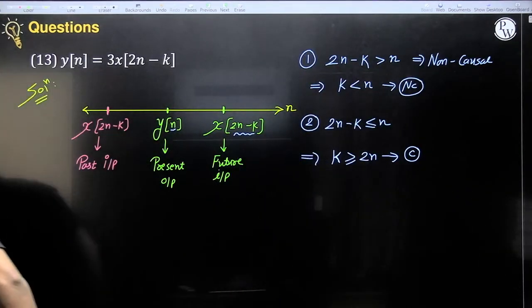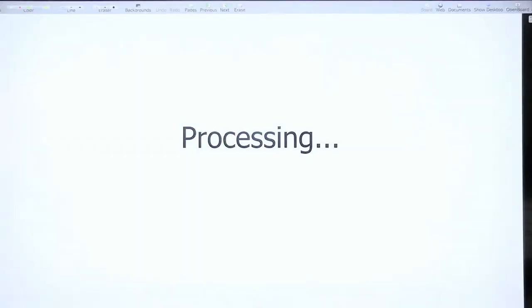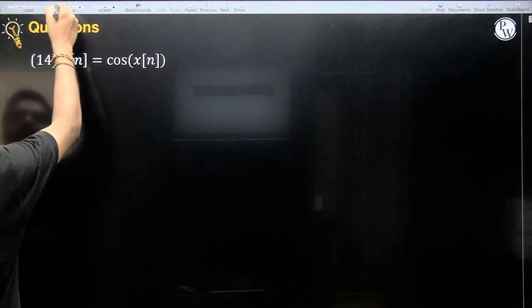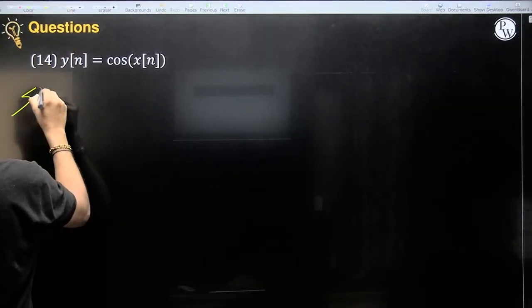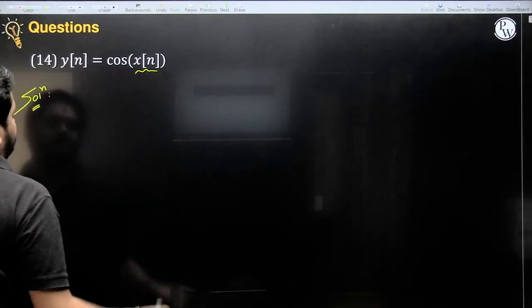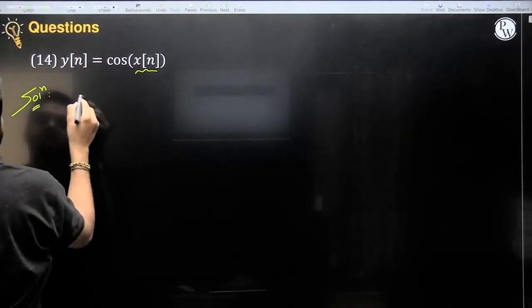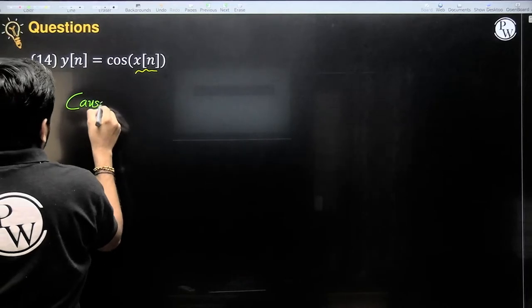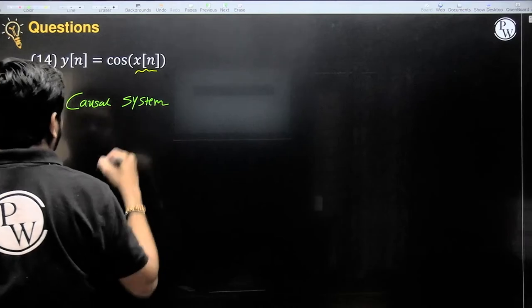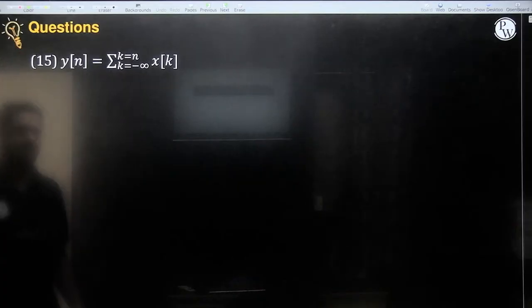Very good. Now let us take one more question. Cos x of n. Again we can see this is x of n only, no operation is performed on the independent variable n. Of course the given system is a causal system, correct? Now next question.